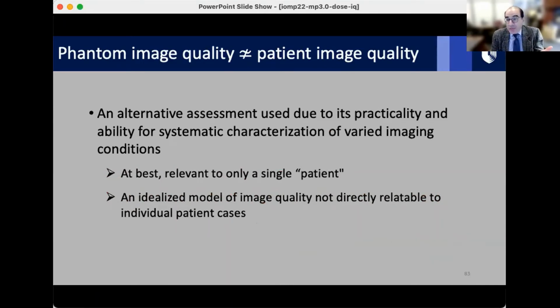So as a result, what we have done, we have used phantom image quality. We measure patient image quality in terms of using phantoms. But phantom image quality is not patient image quality. It's an alternative assessment due to its practicality and ability to systematically characterize varied imaging conditions. At best, it's relevant to only a single patient. A phantom is a single patient. It is an idealized model of image quality, not directly relatable to the individual patient cases.